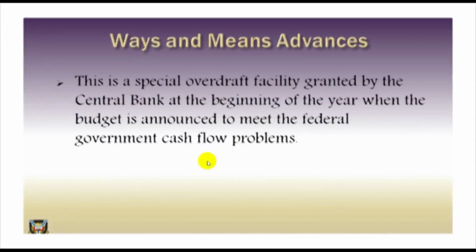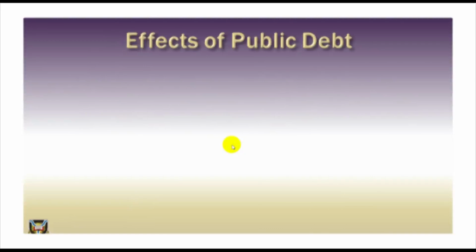Ways and means advances. This is a special overdraft facility granted by the central bank at the beginning of the year when the budget is announced to meet the federal government's cash flow problems. At the end of the year, all outstanding ways and means advances must be liquidated by the government. Those which cannot be liquidated are converted into treasury bills and certificates.